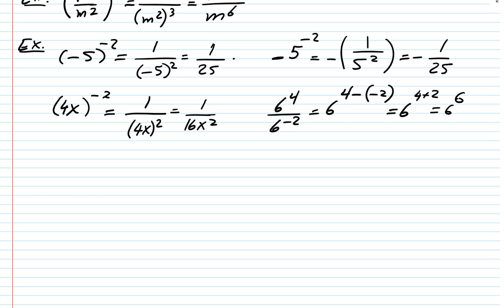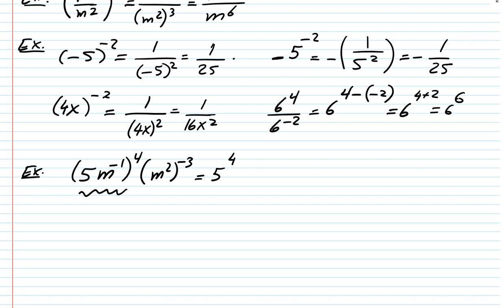Let's do another example. This time, suppose I want to do 5m to negative 1, to the 4th, times m squared to negative 3, also to the 4th. For this one, that's going to be 5 to the 4th right here. We're going to do the power rule. Each of those factors is raised to the power of 4. Now, m to negative 1 to the 4th has its own power rule. You multiply negative 1 and 4, we get negative 4. Next to that, 2 times negative 3, that's negative 6. Again, the use of the power rule.